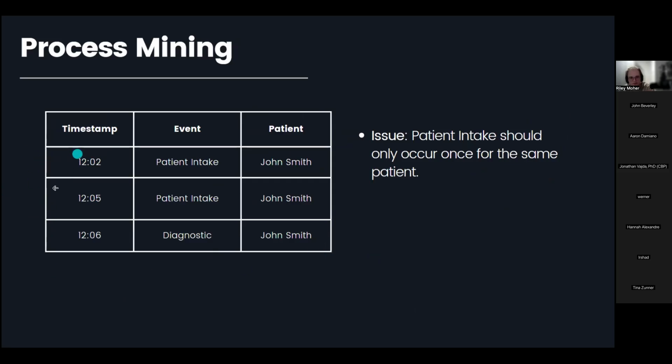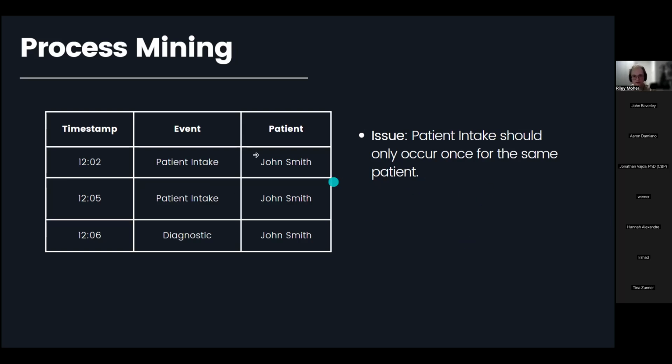So we have our timestamp, so things are happening over time, right? We have this set of observations. And this is for a healthcare example. We can see that even without a whole lot of domain knowledge ourselves, we can recognize that some issue is inherent here, that we have this patient intake event twice for the same patient. And it probably doesn't make sense to have to do the intake twice, right? Like this is only something that should occur once.